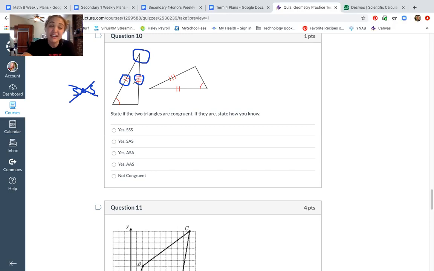What we've got here is the swear word where we've got an angle side, side. And we are not going to use that because there's no ass in math, okay?